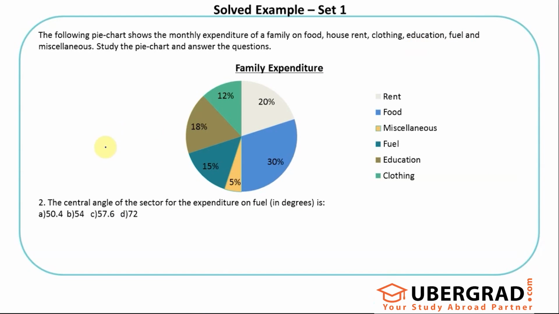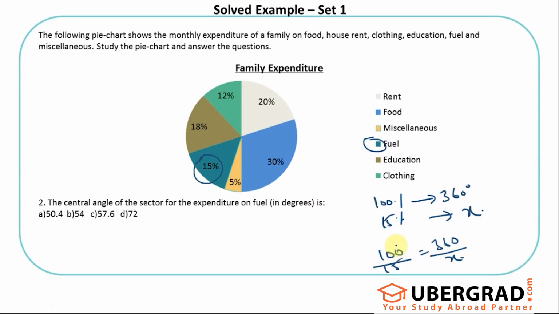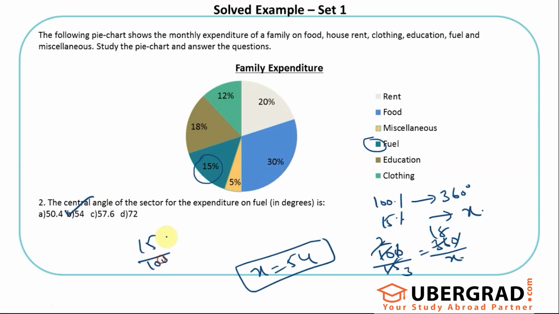The second question is talking about the central angle of the sector for the expenditure on fuel. So I have to convert the percentage to degrees, right? I know that 100% is 360 degrees. What is the central angle for the sector on fuel? Fuel is this color, so that is 15%. So I just need to know 15% equates to what angle? 100 by 15 is 360 by X. So X is 54. The other way to look at it is this: 15% is 15 by 100 of 360 degrees, so this is also 54.